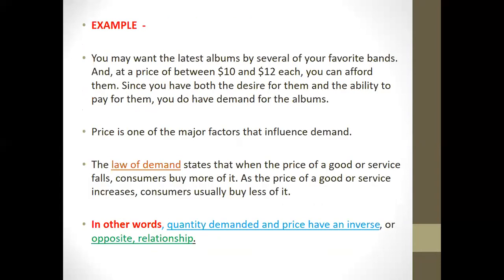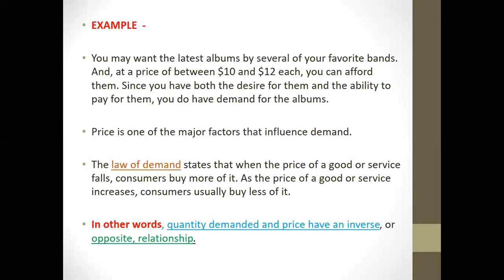Let's move on now. Over here, there's an example. You may want the latest album from several of your favorite brands, at a price of between $10 and $12 each. You can afford them. Yes, you have enough money to buy it. An album means a DVD or music album. Since you have both the desire for them and the ability to pay for them, you do have a demand for that album.